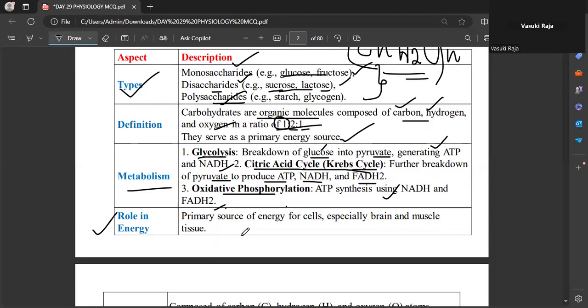Now, what is the purpose of energy? It means how the carbohydrate is converted into energy and what its role is. Carbohydrates are considered the primary source of energy for cells, and glucose in particular is the energy fuel of the cell, especially in the brain and muscles. Whether we work physically or mentally, mental work drains more energy, which means the brain needs most of the energy, right?